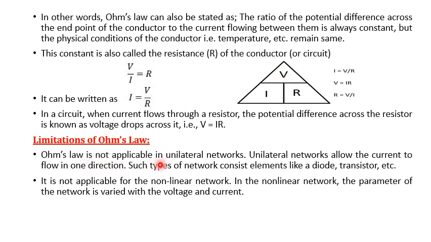Ohm's law is not applicable in a unilateral network. A unilateral network allows the current in only one direction. Such a network consists of elements like diodes, transistors, etc. In that case, Ohm's law will not be applicable. Ohm's law is also not applicable for a non-linear network. In a non-linear network, the parameters of the network vary with the voltage and current. In that case also, Ohm's law will not be applicable.